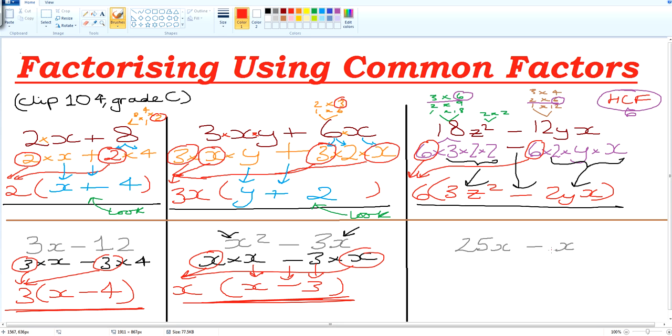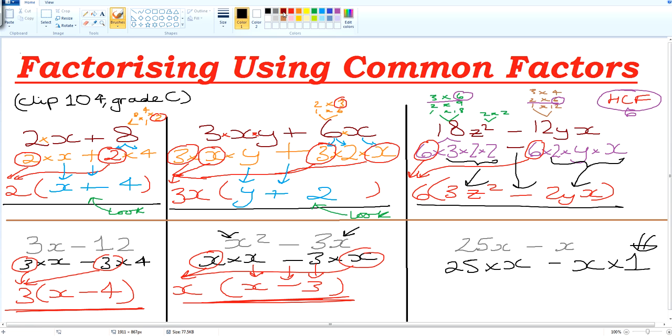Now you have 25x minus x. So what do we have here? The next question, the last one: 25 times x minus, now what's x? Split into factors, what did we say before? It's really x times 1. We must put the 1 in there. Keep an eye on the 1.